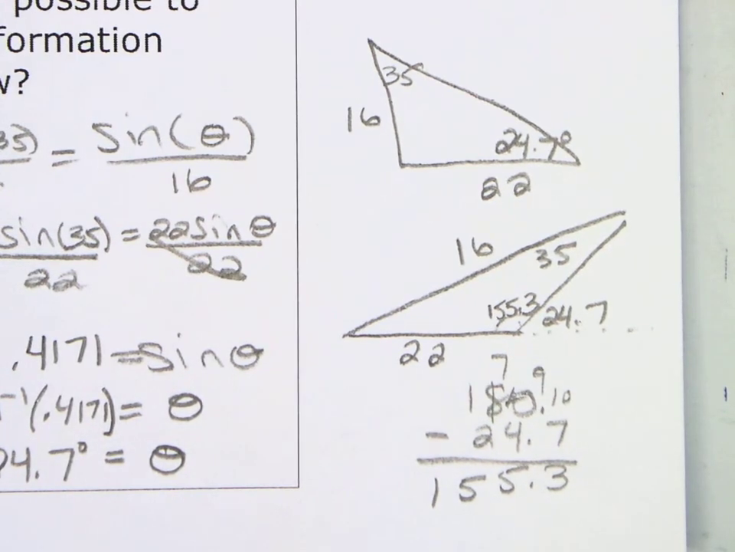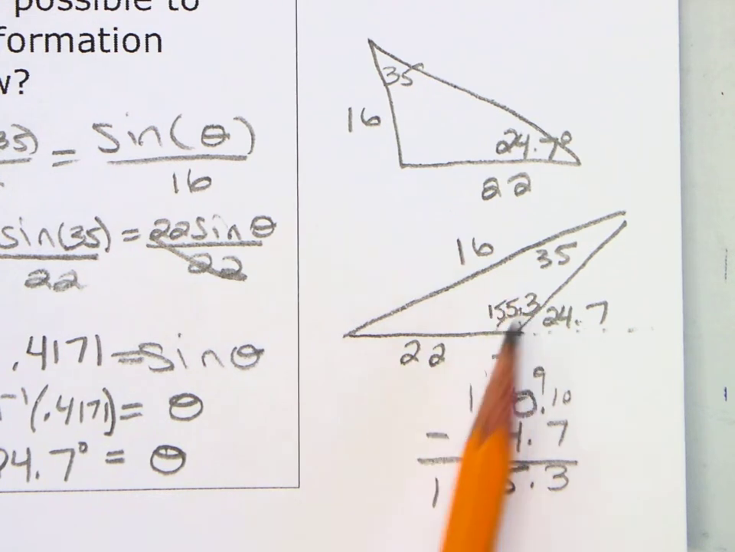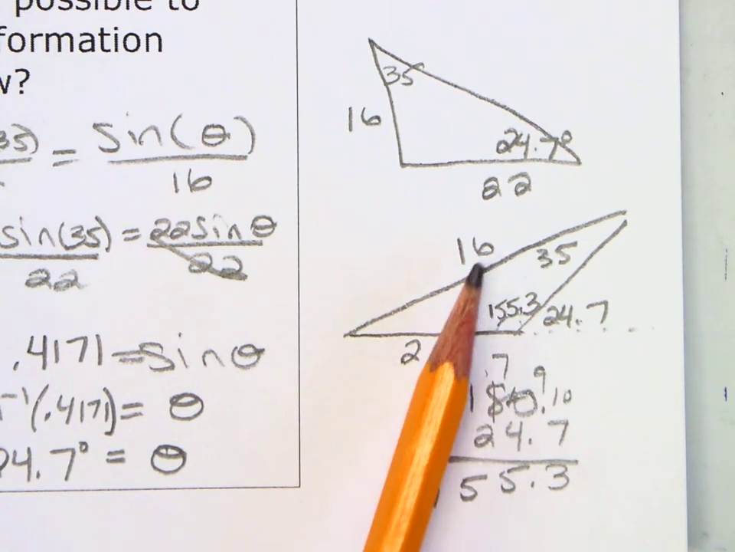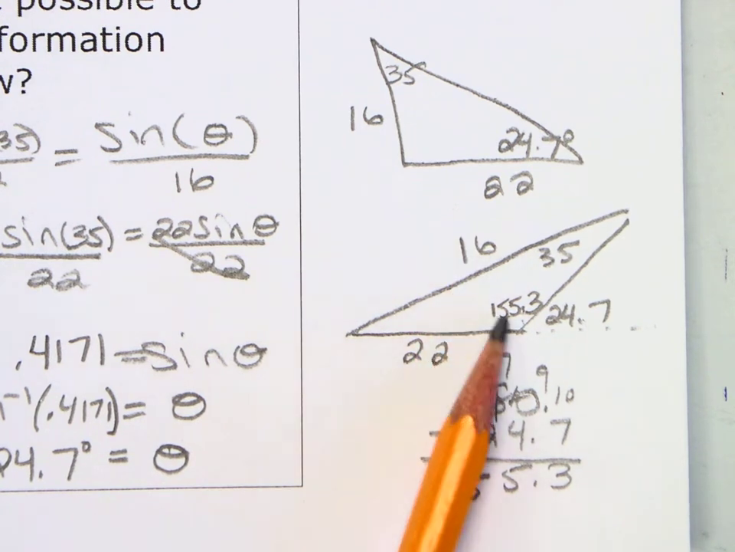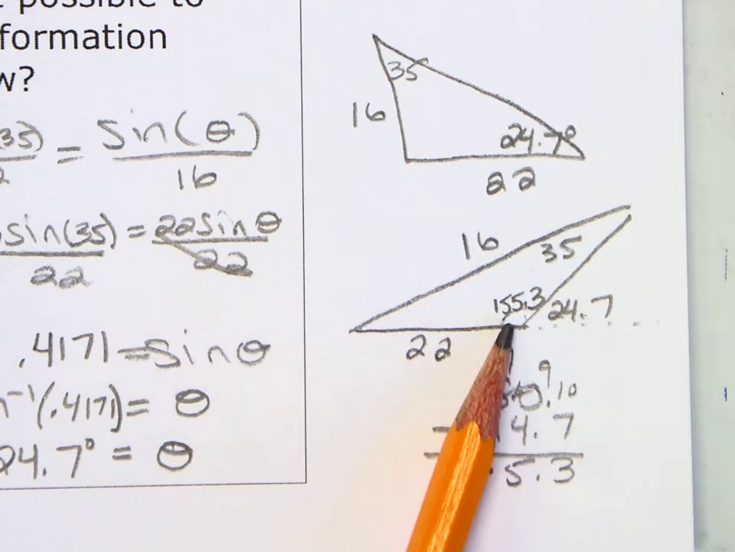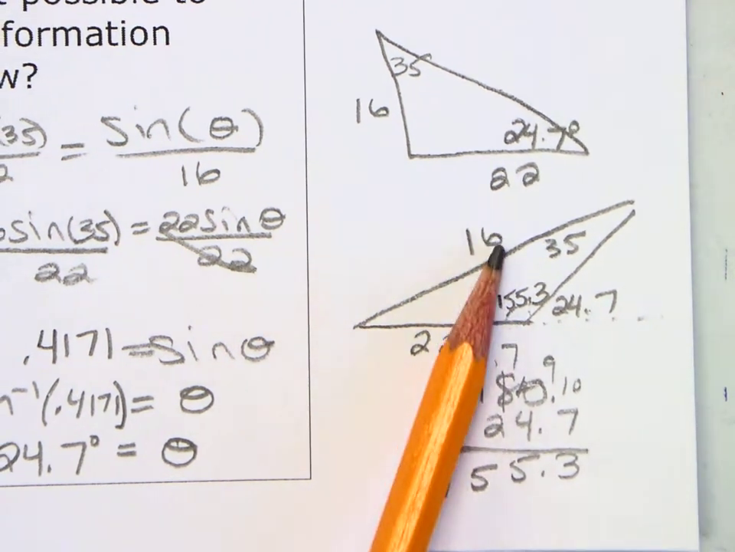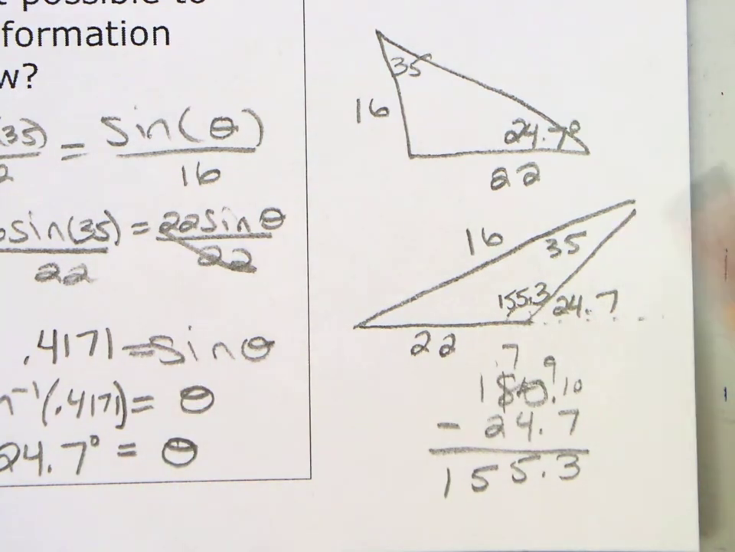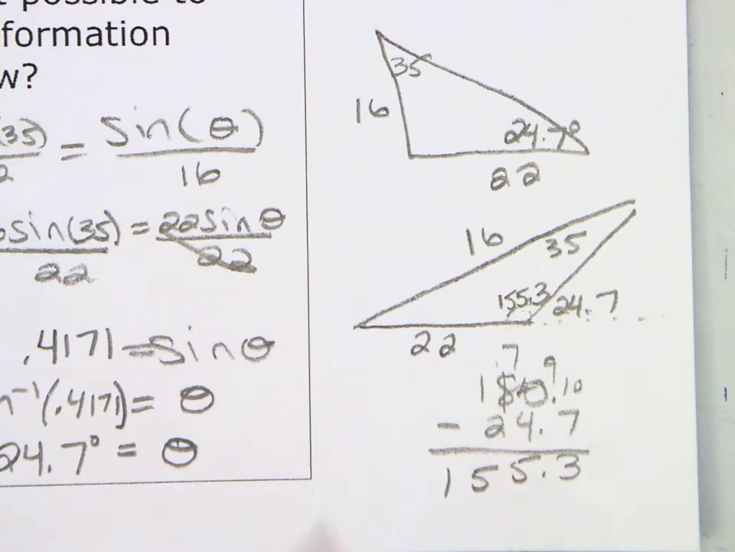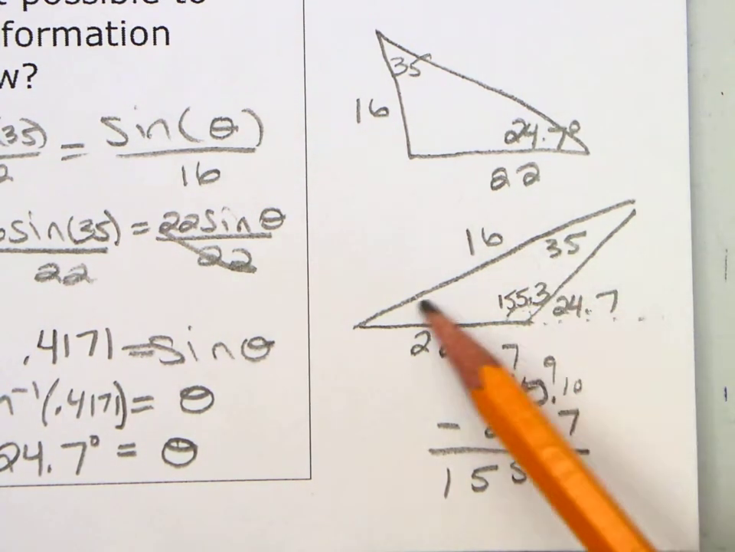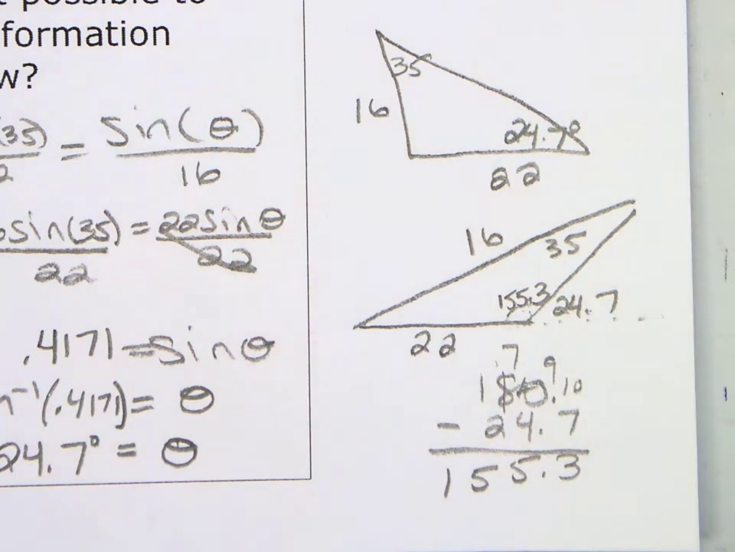How do you know? Well, number one, there's no way that 16 is across from 155, because this has to be the longest side. The longest side is across from the longest angle. So this doesn't even make sense. Secondly, what do these two angles add up to? They're bigger than 180. These two angles cannot add up to greater than 180. Angles in a triangle have to be less than 180.